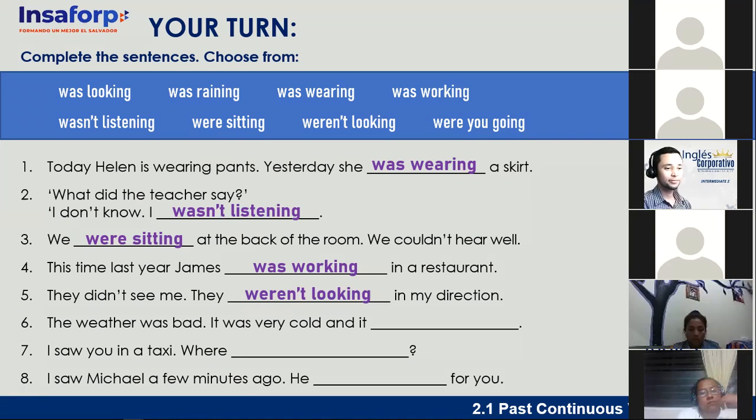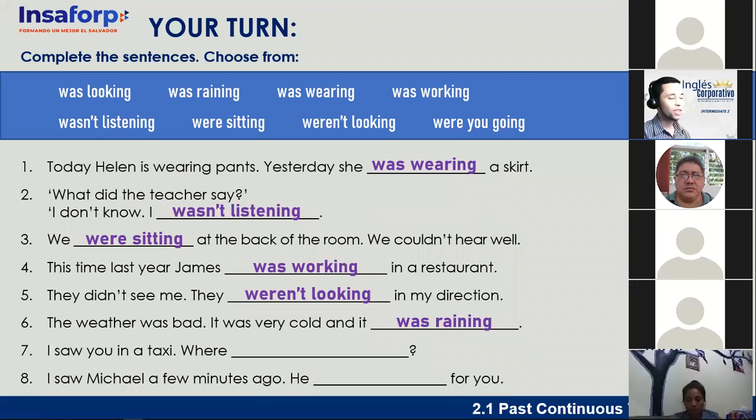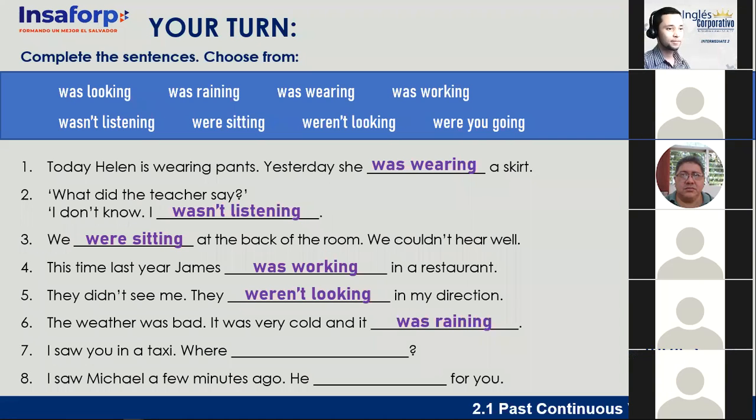Number six. The weather was bad. It was very cold and it was raining. Okay. Good. Thank you very much. What about number seven? Volunteer, please raise your hand.